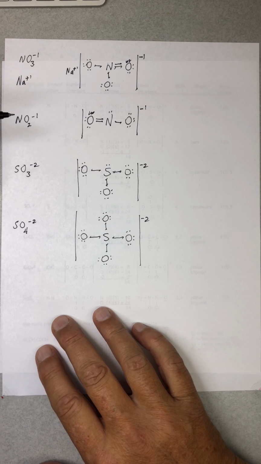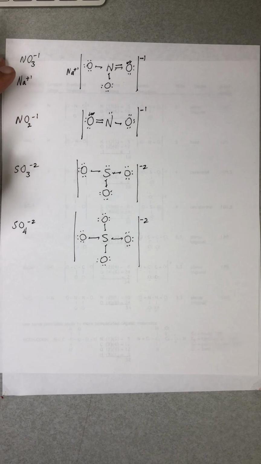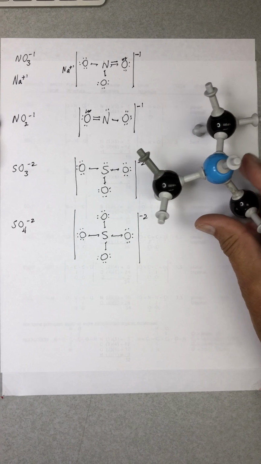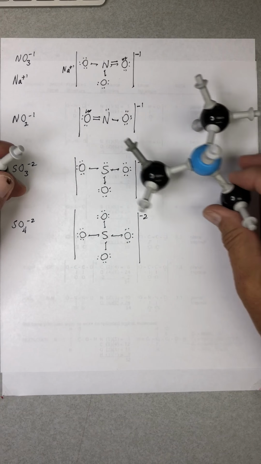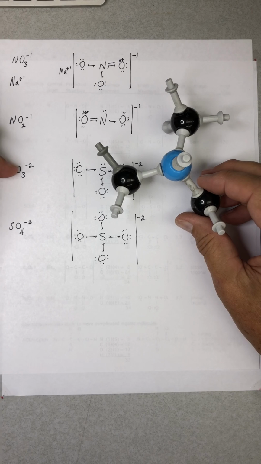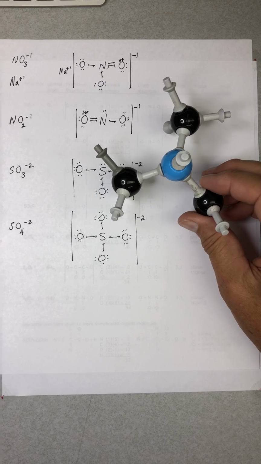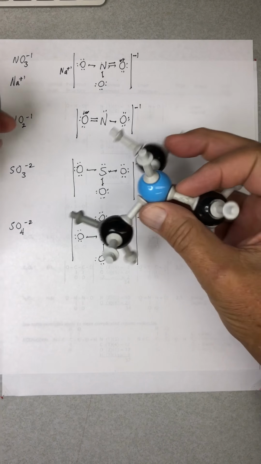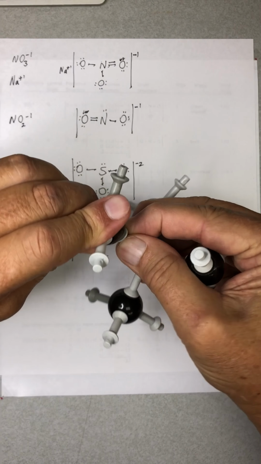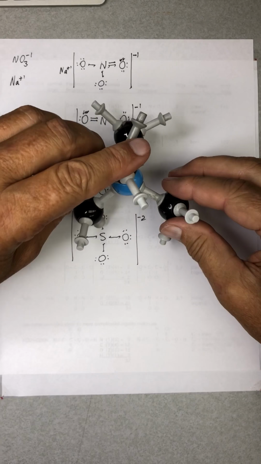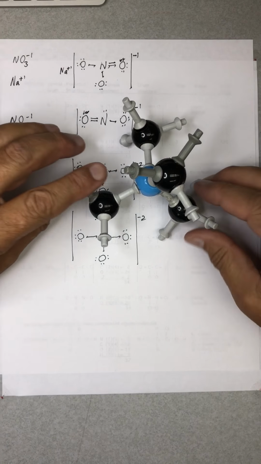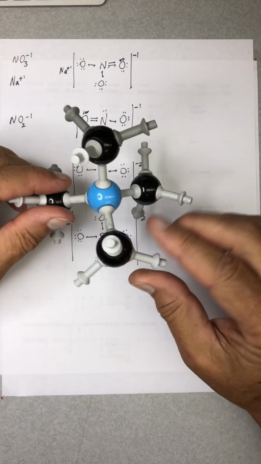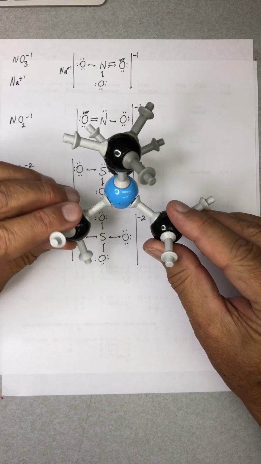So I have 4 regions of electron density, all far apart as possible. That gives me a tetrahedral shape. So here was sulfite. So the difference between sulfite and sulfate is simply 1 oxygen. So here comes an oxygen, looking for 2 more electrons to call its own. And here is the molecular shape for the sulfate ion.